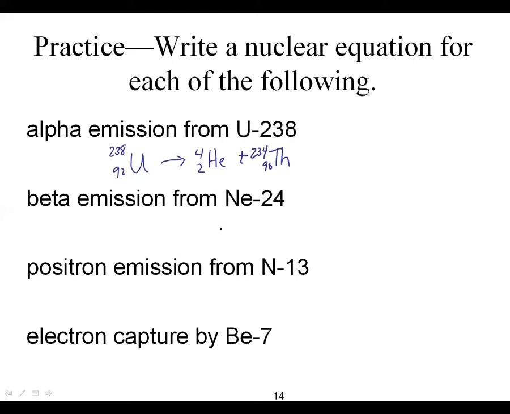Neon 24 is going to be our mass number up on top. From the periodic table, we see number 10 is neon. Beta emission is going to be on our product side. You could use the e symbol with the -1, or you could use the beta symbol as well. Either one's perfectly fine. So if you want to use that beta symbol, that's okay as well.